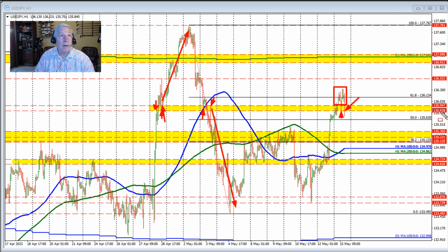Let's watch the 135.947 level as intraday close resistance. If the price is able to hold below that level because of this failure, we could see a rotation back to the downside. We need to get below the 50% retracement level of this move from this high down to this low right here to give the sellers more confidence that this break to the upside is a failure. So that's how I see the dollar versus yen.